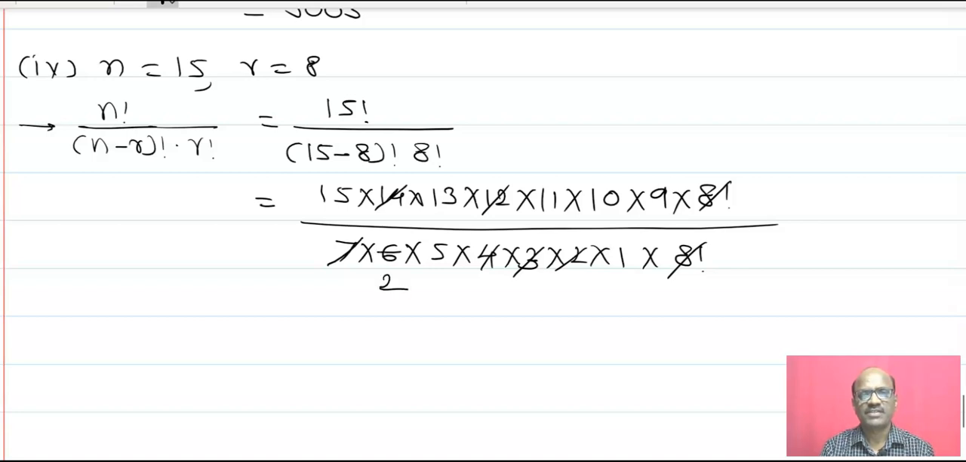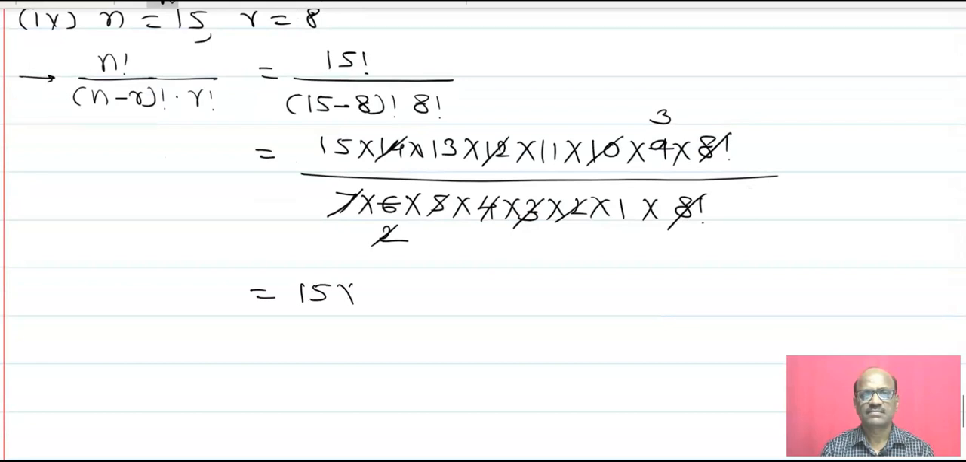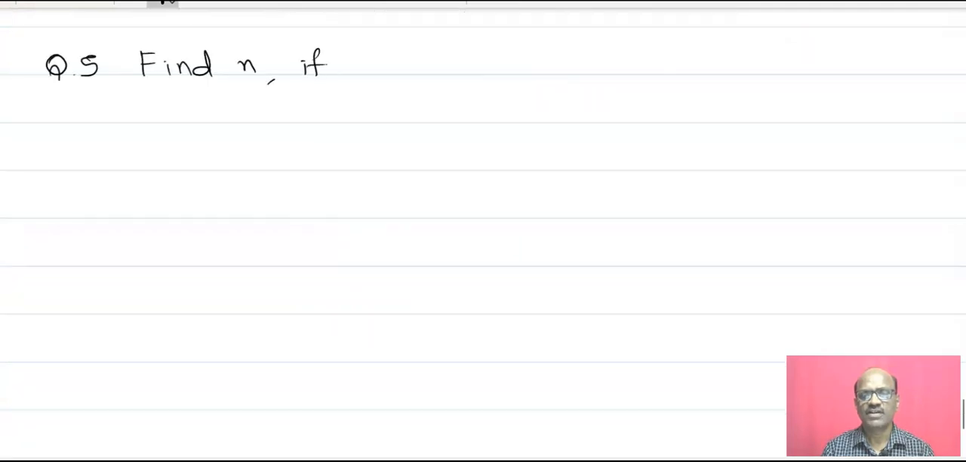If you simplify, then you will get the answer. That is 15 into 13 into 11 into 3, that is 6435. Now next, find n if n upon 8 factorial is equal to 3 upon 6 factorial plus 1 factorial upon 4 factorial.